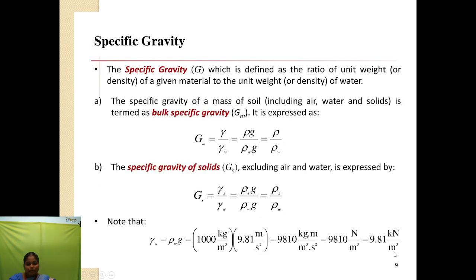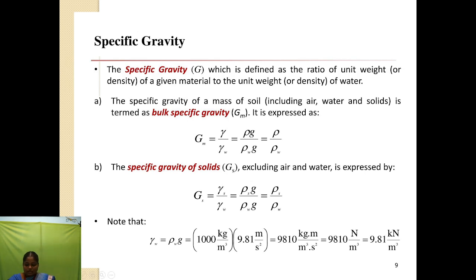And next, another important property is the specific gravity, which is defined as the ratio of unit weight of a given material to the unit weight of water. The specific gravity of the mass of soil, including air, water, and solids, is the bulk specific gravity, expressed as Gm. So Gm equal to gamma divided by gamma w, equal to rho g divided by rho w g. Then the specific gravity of solids is denoted Gs, excluding air and water. It is expressed as Gs equal to gamma s divided by gamma w, so rho s g divided by rho w g equal to rho s divided by rho w.